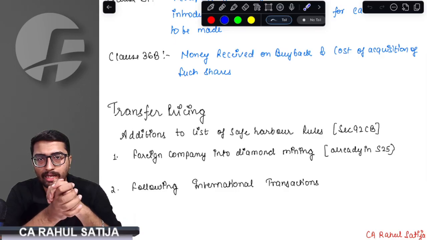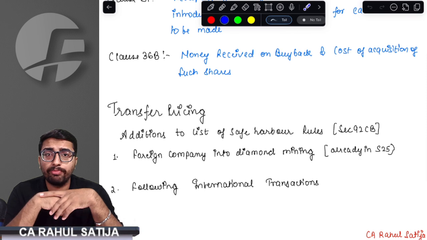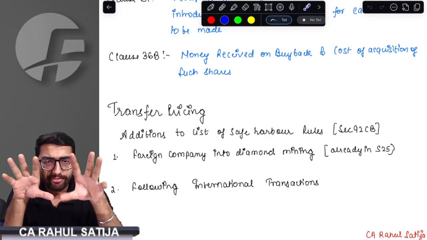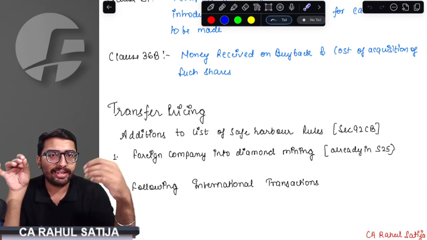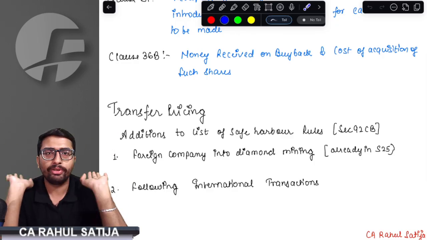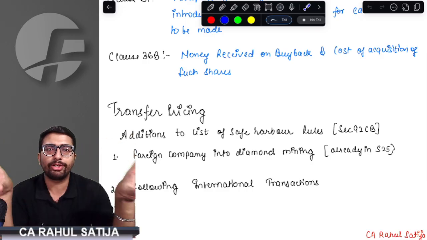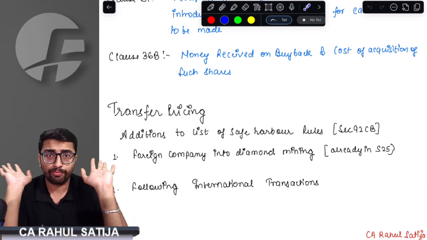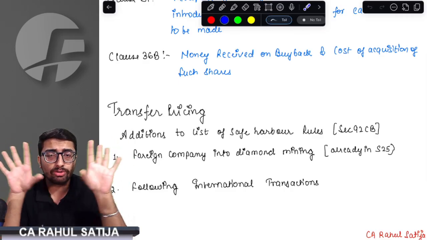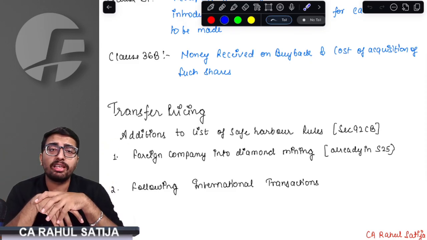If you remember, there was a section 92CB, which talked about safe harbor rules. Safe harbor rules were the rules in which the assessee can declare the transaction price up to a certain limit and the government is not going to interfere. Whatever the transfer price, whatever the transaction price, whatever the profit the assessee is going to declare, the government is not going to argue. On those transactions, reference to the TPO would not be made. On those transactions, the department is not going to do assessment.